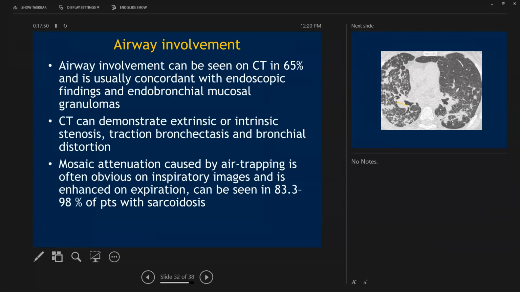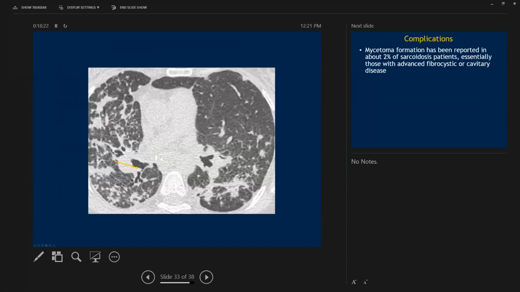Now, airway involvement has been described and is seen in 65%. And again, on CT, we see it. I must admit, I haven't seen it as often as the literature says it exists. And we're looking for extrinsic or intrinsic stenosis. Traction bronchiectasis we see when there's established fibrosis. Now, mosaic attenuation with air trapping can apparently be seen in almost 83 to 98%. I must admit, anecdotally, my experience has not been that high, but this is what we're looking at. So in this patient, you can see all the micronodular changes, the alveolar masses, and in this case, you can see the superior segmental bronchus is quite markedly narrowed.